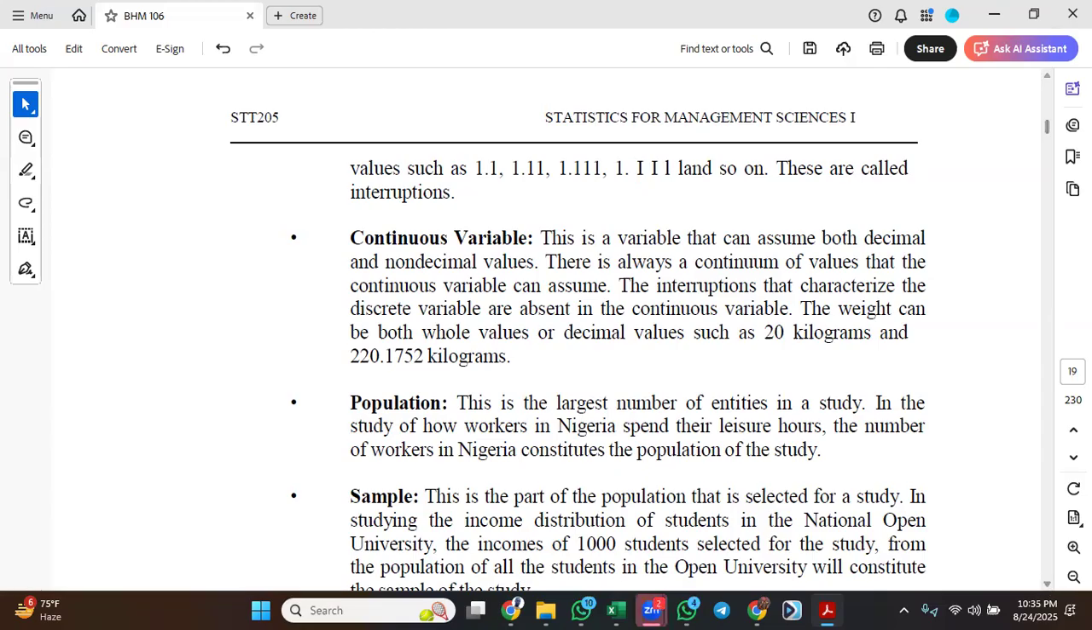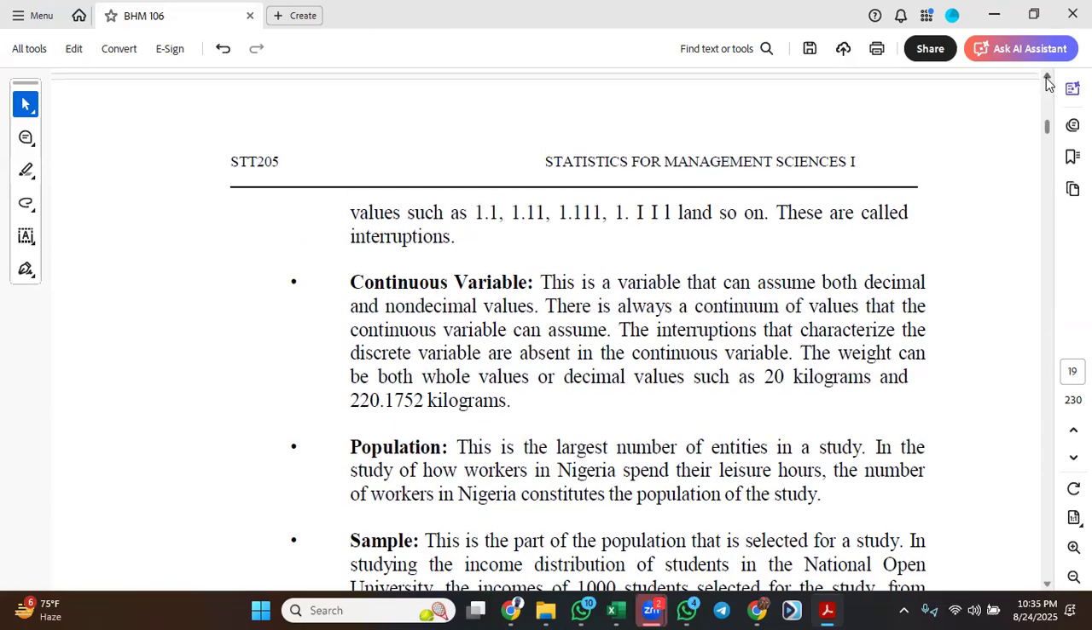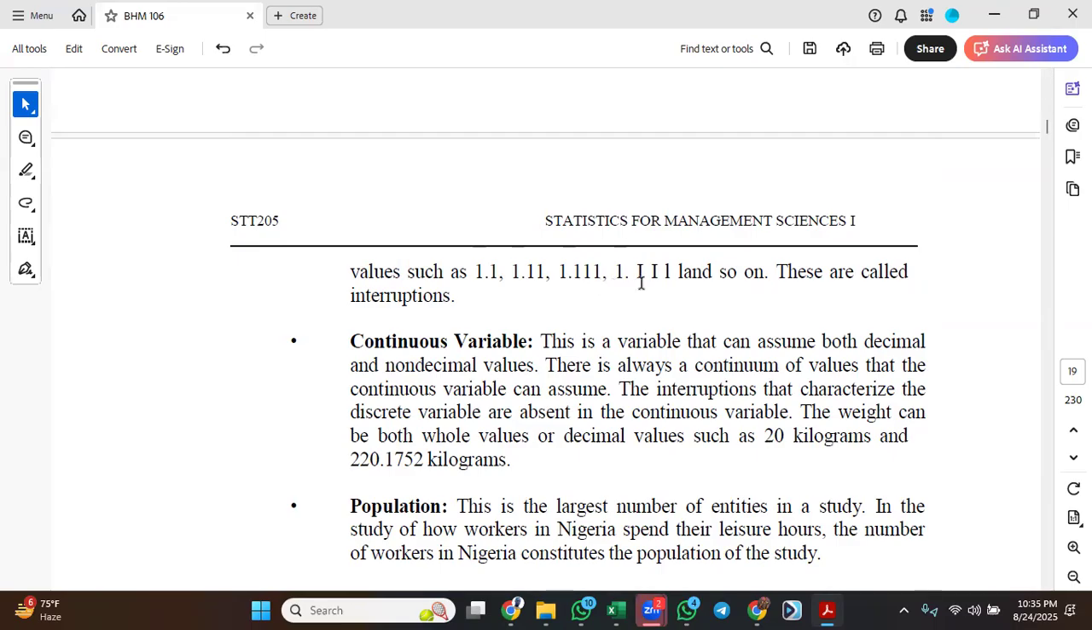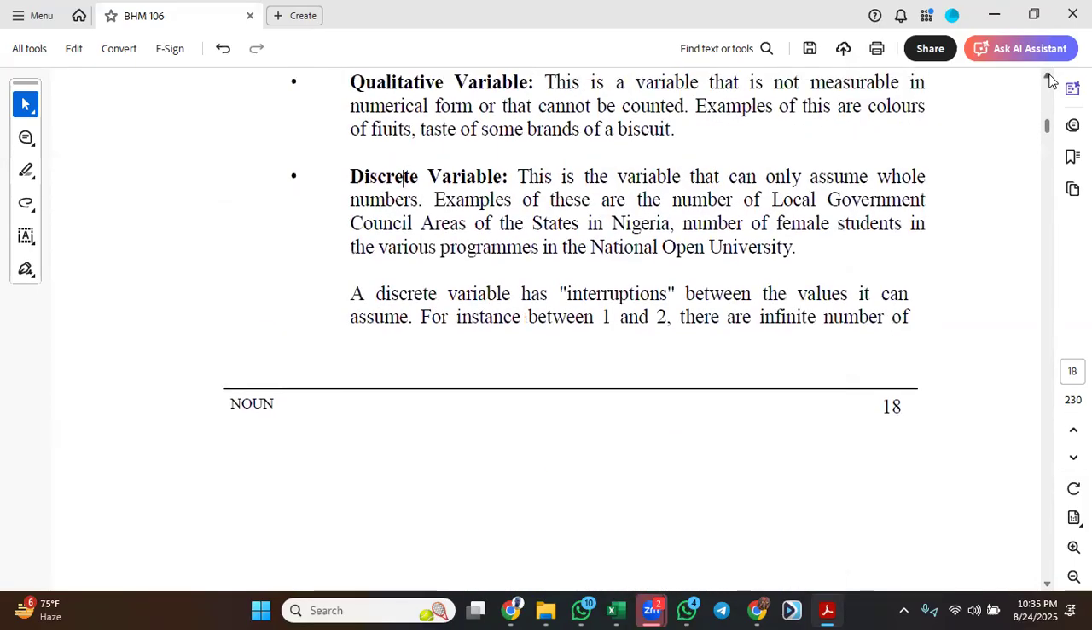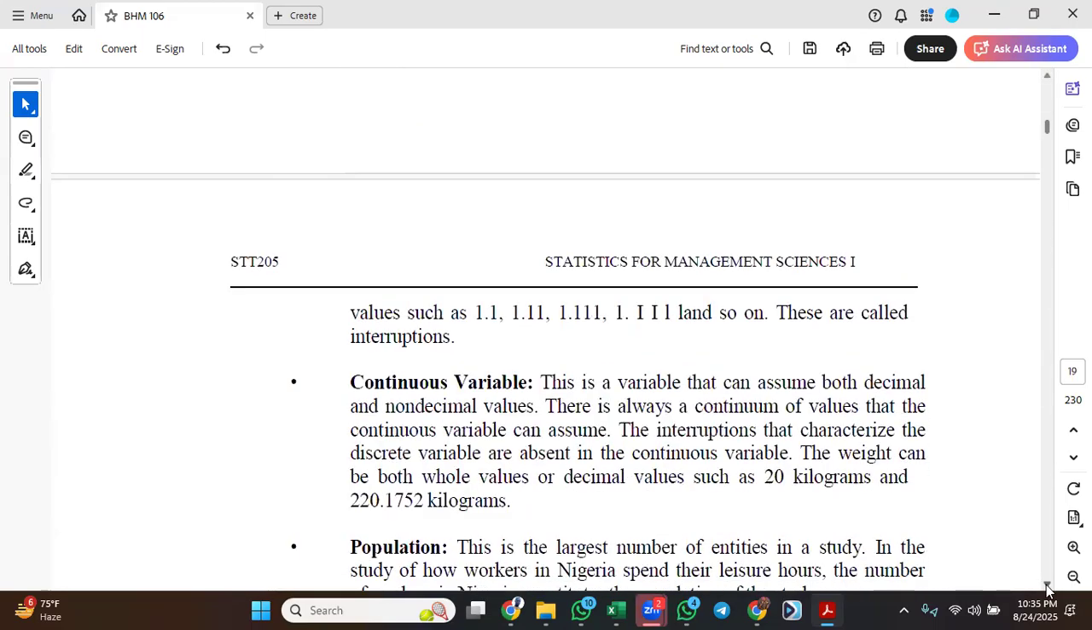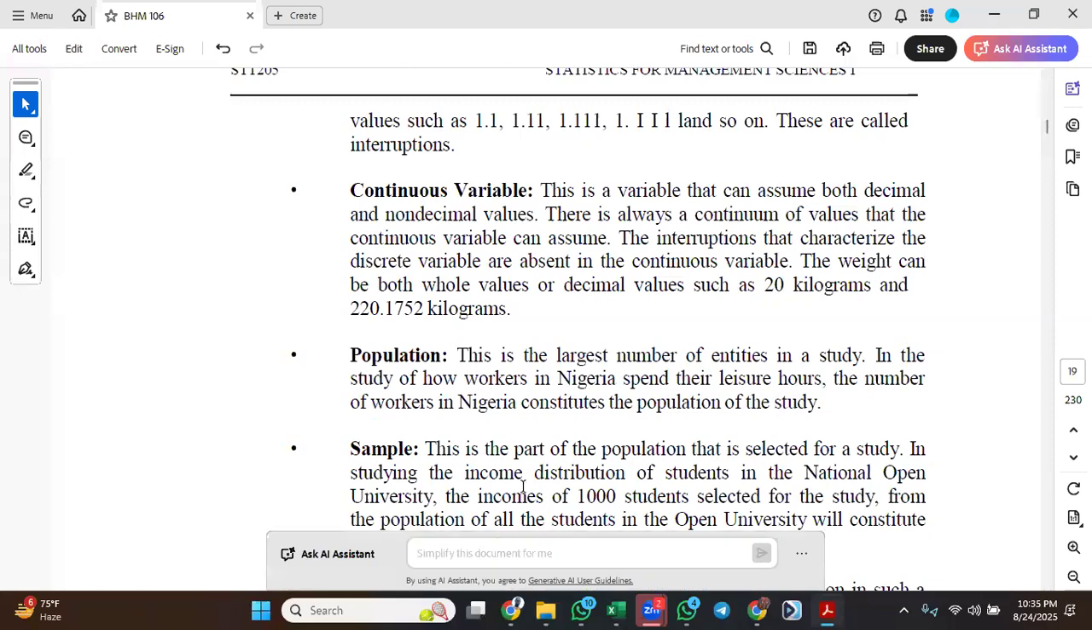But I want to use a kind of comparison between continuous and discrete. Since discrete can only assume whole numbers, we can't compare it with continuous. But I don't want us to get confused, because I know somebody will say that since a continuous variable can assume both decimal and non-decimal values, it's supposed to be the same thing as a quantitative variable. The reason it's not the same is that a continuous variable is one type of variable that can appear in two forms.